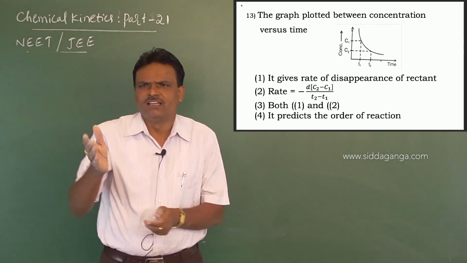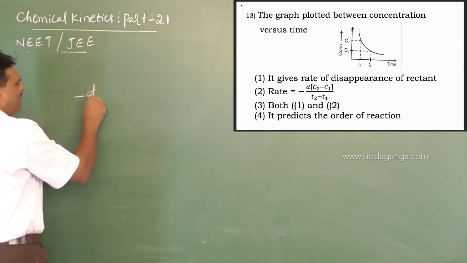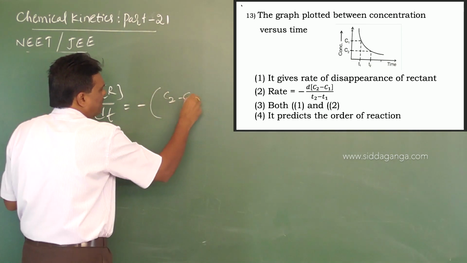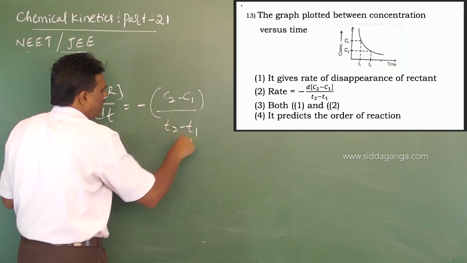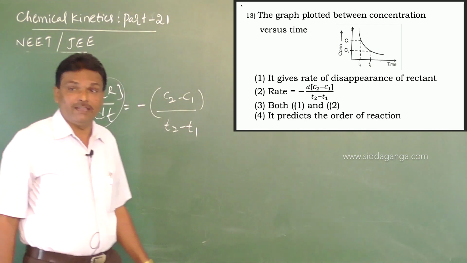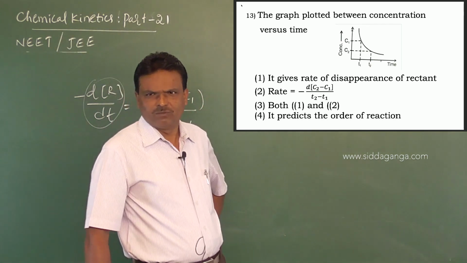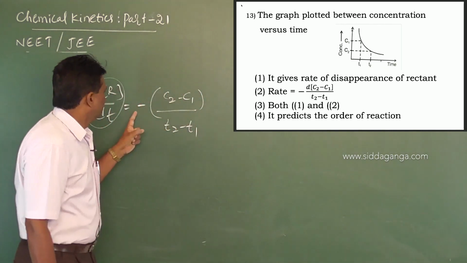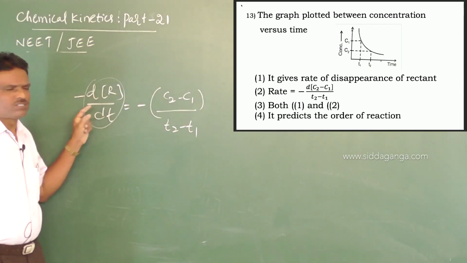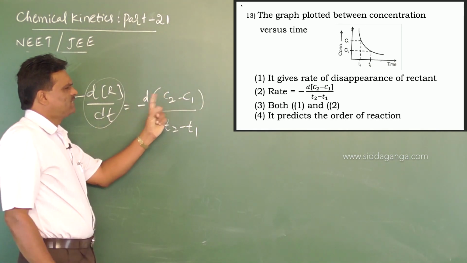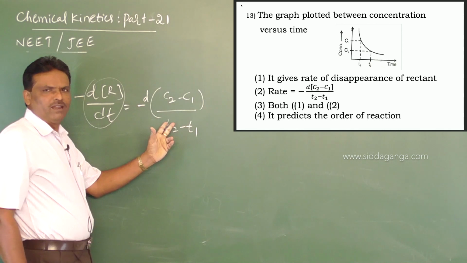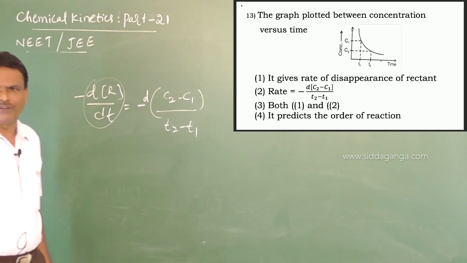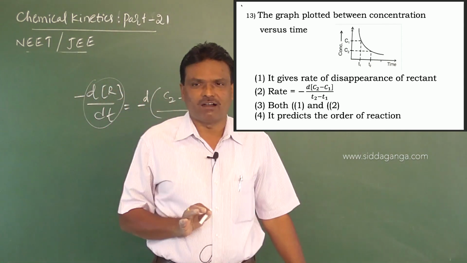From the graph it is clear that minus dR by dt is equal to minus of C2 minus C1 divided by T2 minus T1. So the rate with respect to the reactant can be calculated: the rate of change of concentration divided by the time interval. So the first option is right, the second option is also right. Does it predict the order of reaction? From the graph it is not possible to predict the order.